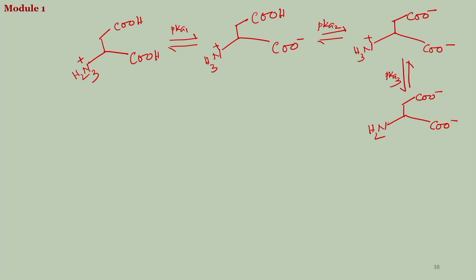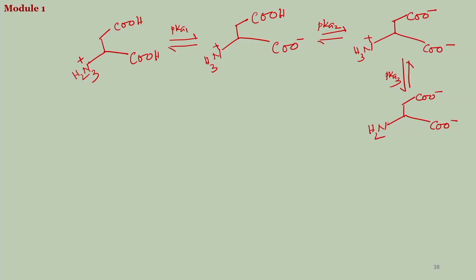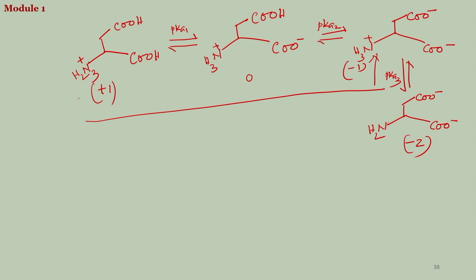Now, the question is which steps you will consider to calculate the pI. Ideally, we are trying to calculate the concentration of the zwitterionic form. So, where is the zwitterionic form? Where the net charge is 0. Here, if you calculate the charges, the net charge is plus 1, this is where it is 0, this has a charge of minus 1, this has a charge of minus 2. So, to calculate the zwitterionic form concentration, you have to take these two equilibria, pKa 1 and pKa 2.